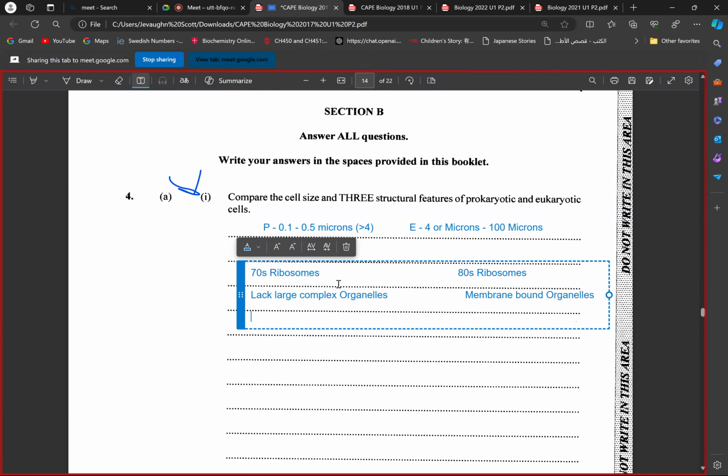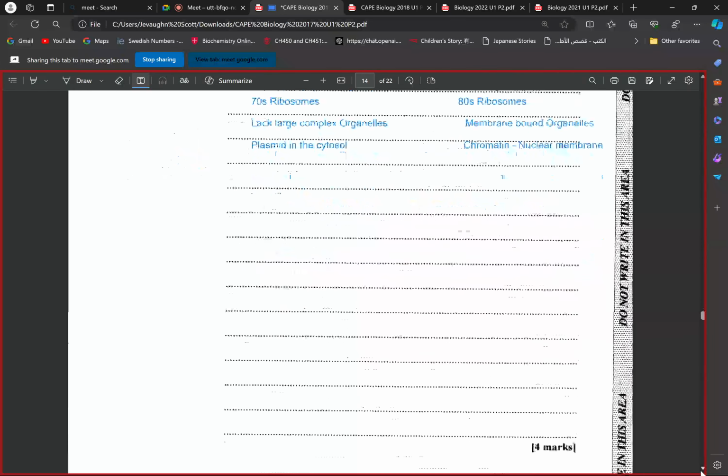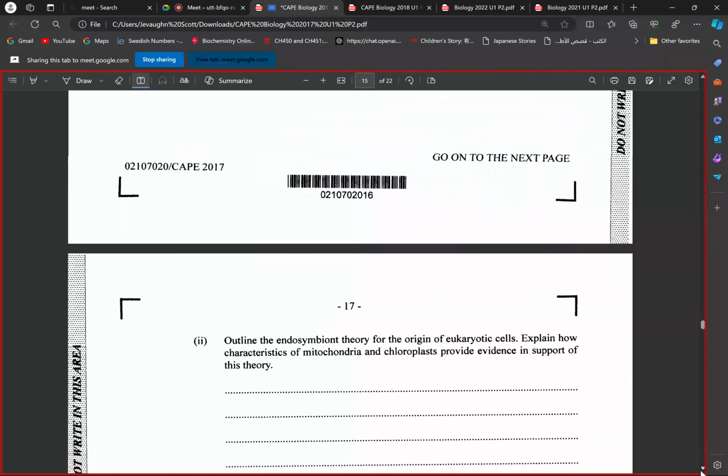All right. Any other differences? Here we're gonna have genetic material is stored within a plasmid in the cytosol, right? And for the eukaryotes, they're generally found as chromatin, right, within the nuclear membrane, right? Lovely. So we're just discussing those things, all right, within complete sentences for that question there.